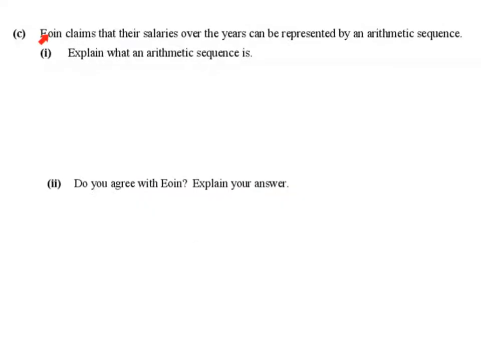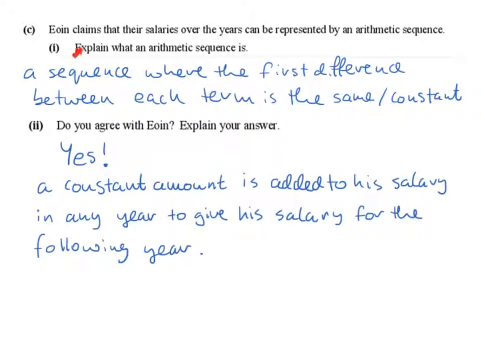Part C, Owen claims that their salaries over the years can be represented by an arithmetic sequence. Part 1, explain what an arithmetic sequence is. Part 2, do you agree with Owen? And explain your answer. So, explain what an arithmetic sequence is. An arithmetic sequence is a sequence where the first difference between each term is the same, or constant.